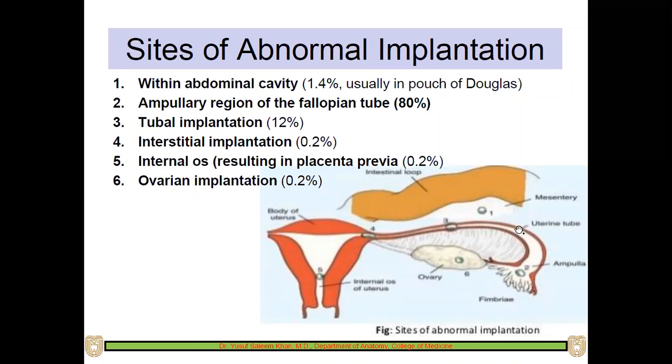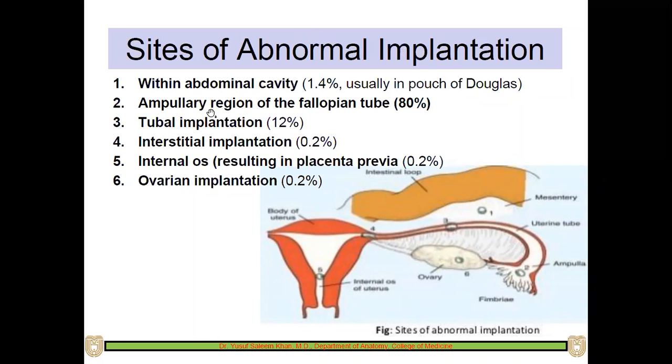What is the ampullary part famous for? It is the site where the fertilization takes place. So once fertilization takes place, if the zona pellucida disappears immediately, then it gets implanted there itself. So almost 80% of the abnormal implantations will take place in the ampullary region of the fallopian tube. So this is the commonest.